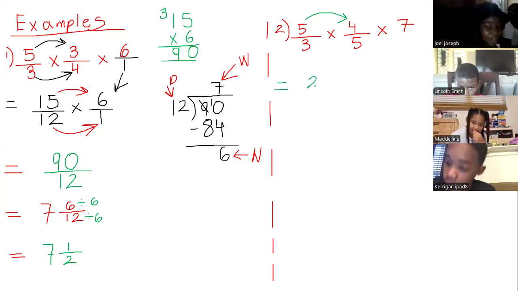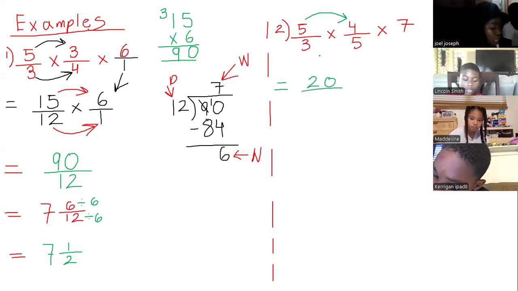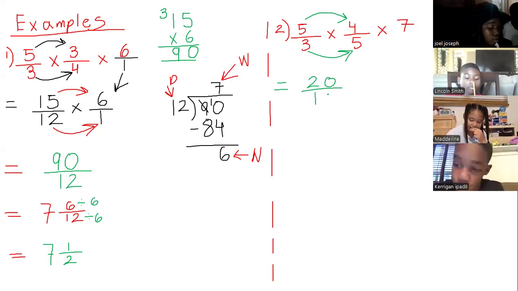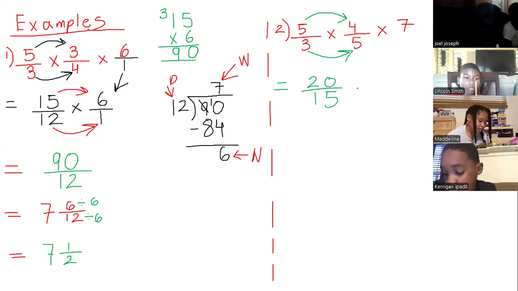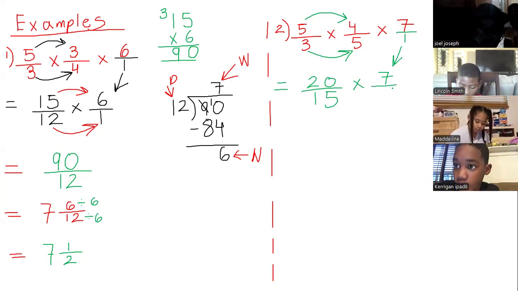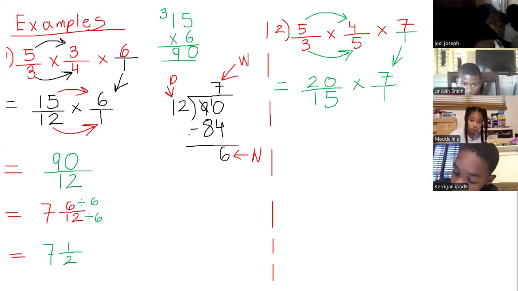What is 5 times 4? 20. So next thing we're going to do? We're gonna multiply the two denominators. 3 times 5 is 15. Very good. We multiply it by what? By 7. We have to put the 1 under the 7, so we bring that down. So it's going to be what? 7 over 1. Very good. What do we do now at this point?